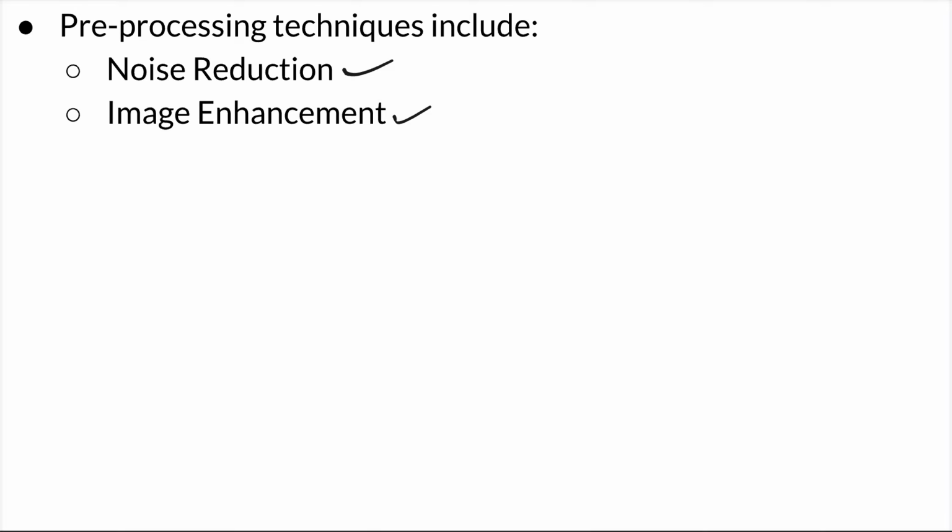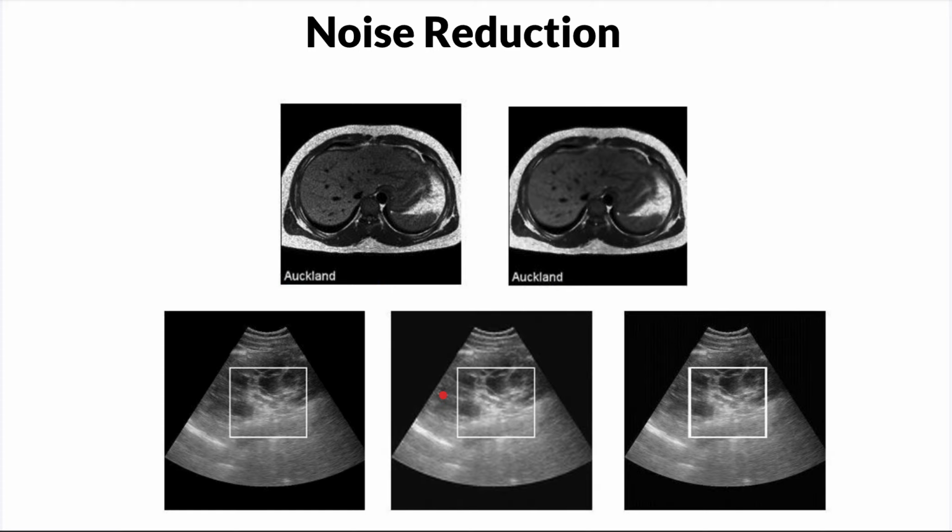Then enhancement. Sometimes you want to make sure that you decrease your contrast, you increase the brightness. You are trying to enhance it in such a way that some things become clear against the background. So these are the techniques. Let's look at them. All right, so noise reduction.